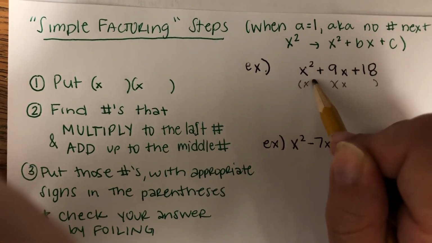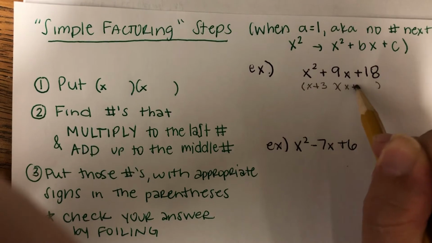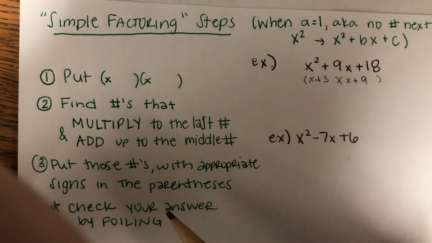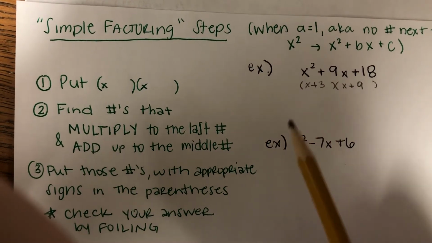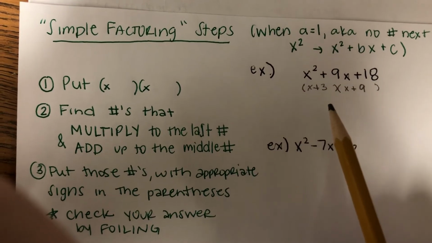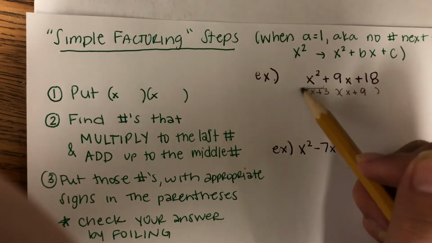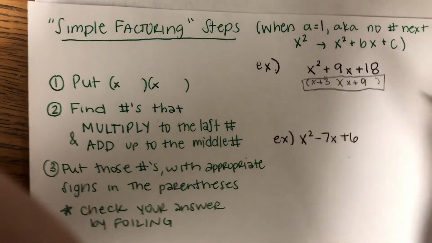So I'm going to put plus 3 and plus 6. And then I can always check that I did factoring correctly by foiling out these terms. But I know I did it right because I'm the math teacher. So here is my final answer. We're going to do it again with this next example.